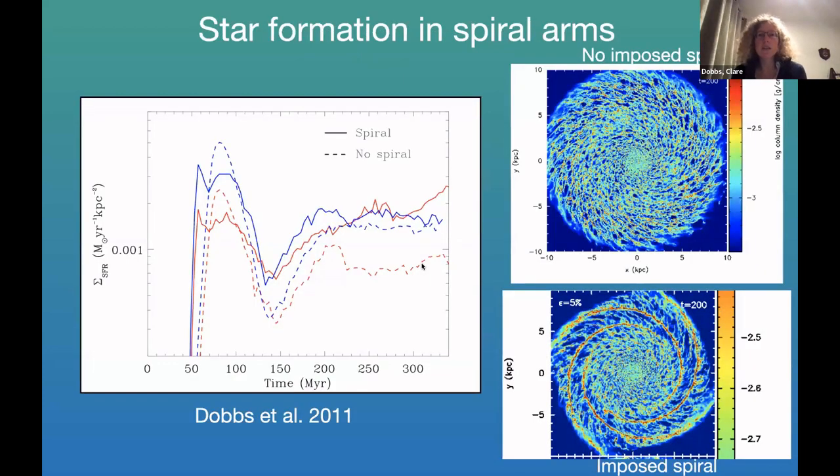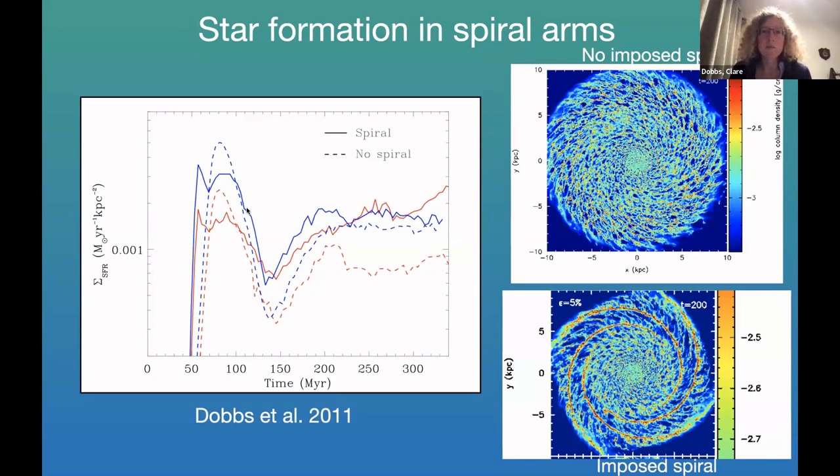So this is an example of work I've done. I ran a galaxy with an imposed spiral pattern, and here's one with no imposed spiral. This is just like the one I showed earlier where there was only structure in the gas and nothing in the stars. And here's the star formation rate per unit area. The different colors are just different star formation efficiencies.